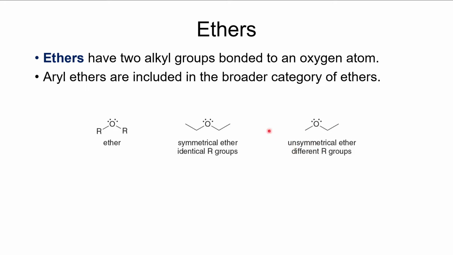We can have aryl ethers included in the broader category of ethers. It won't undergo some of the reactions that we will talk about later in this chapter, but it does have a lot of similar properties. So we typically will include this in the category of ether, although we'll end up calling it an aryl ether just to specify. So we're going to look at number 39.